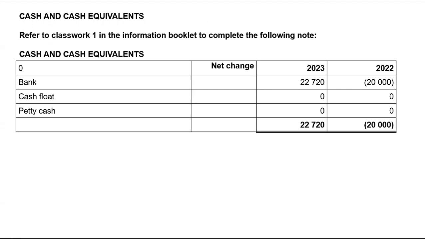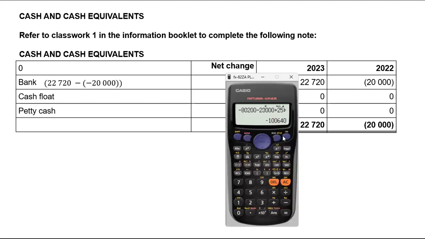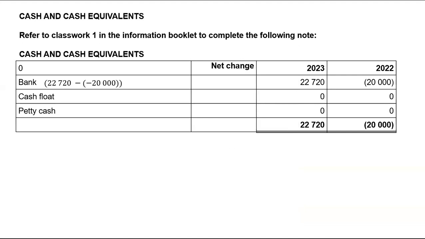Now to get the movement for this year, all I'm going to do is take this year's total of 22,720 minus the negative amount that we had last year. When you minus a negative value, it becomes a plus. So it will be 22,720 plus 20,000. And this is how you will do it in the calculator. You will take 22,720 minus negative 20,000 and press the equal sign. It'll give you 42,720, which is the net cash movement.